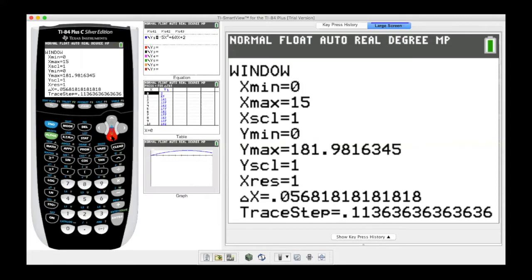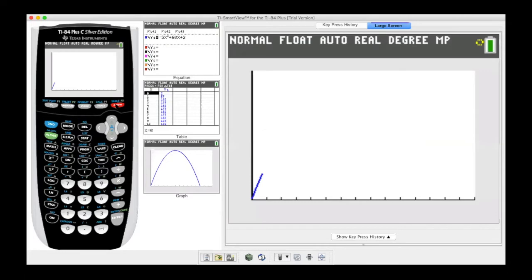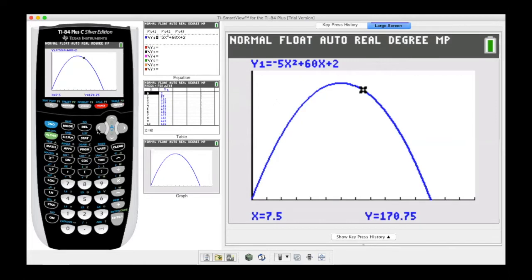Y max, that would be the height of the rocket. I don't really know, so I'm just going to say, I don't think it's going to go higher than 200 feet. So let's try that. Everything else looks good. So now I'm going to go back to graph. And there is our parabolic flight path of the rocket. Now, if we want to try to answer the questions about the height of the rocket's flight path, we can hit trace and we can answer some questions about this. We can see how high did the rocket go?